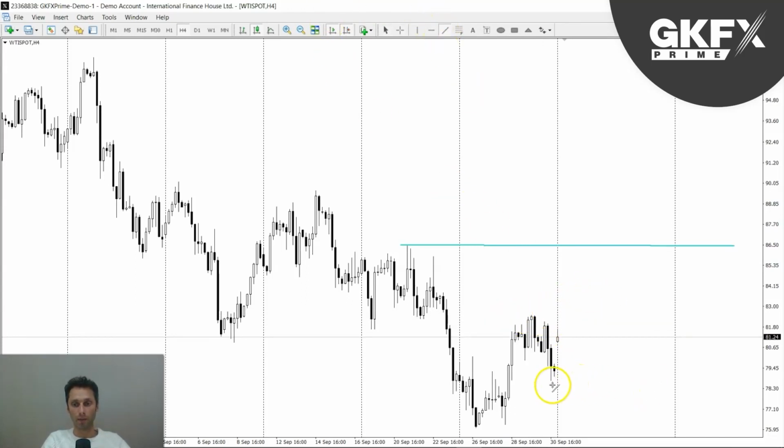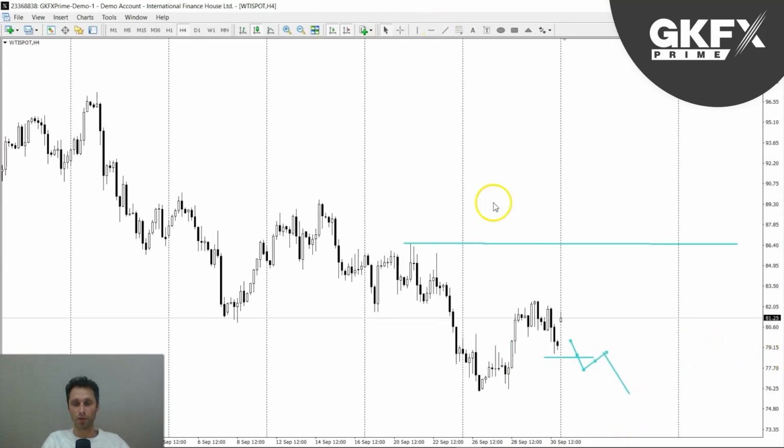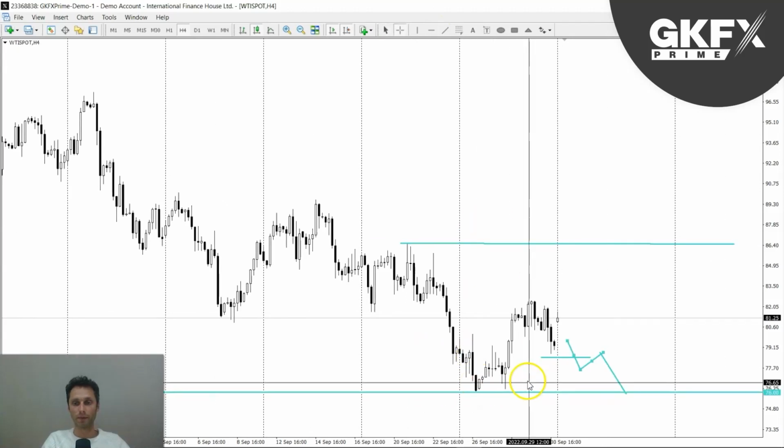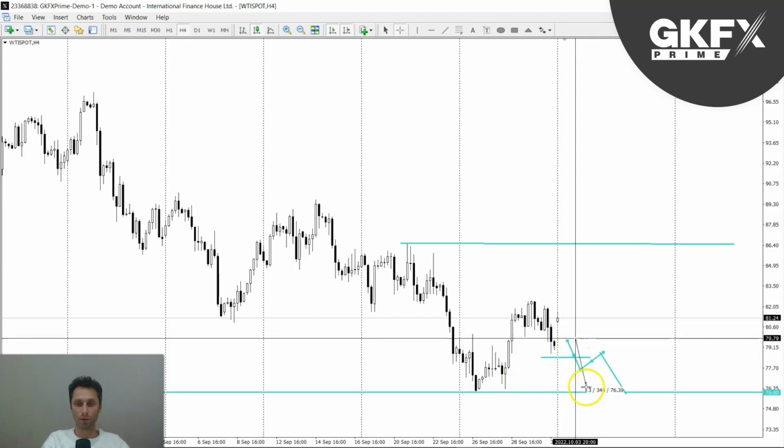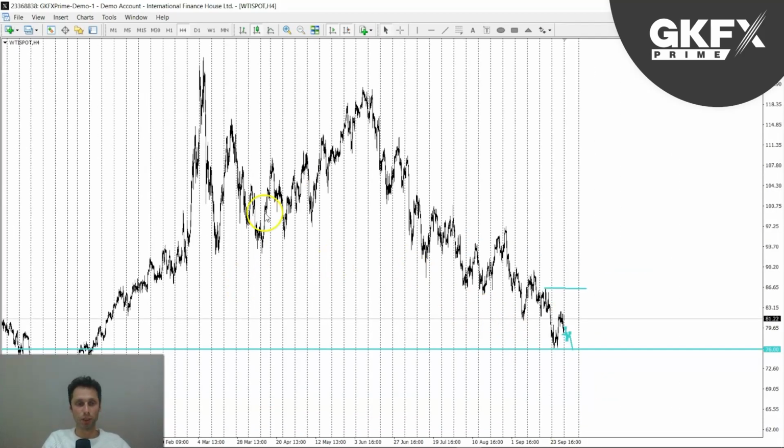However, I'll be looking for a break of the low, breakdown, pull back to a better price, and then continuation to the downside. So I'm looking at these lows right here, and for the market to reach further down into that level. So we're not that far away. This may be a very short trade.